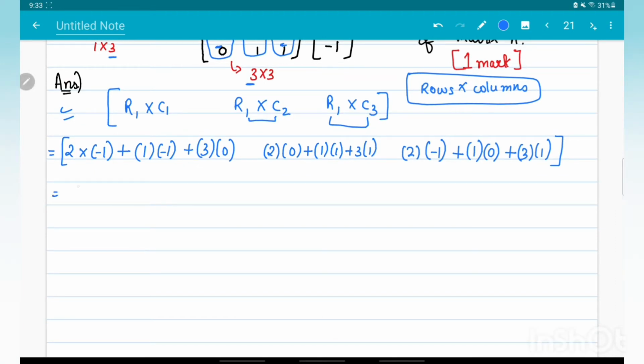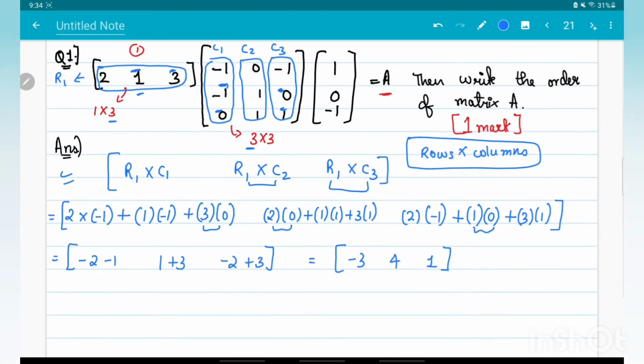Now when I solve this, I get minus 2, minus 1, and this becomes 0. Then over here this becomes 0, and I get 1 plus 3. Then here minus 2, again this becomes 0 plus 3. So this becomes minus 3, 4, 1. So this is what we got after multiplying the first two matrices.